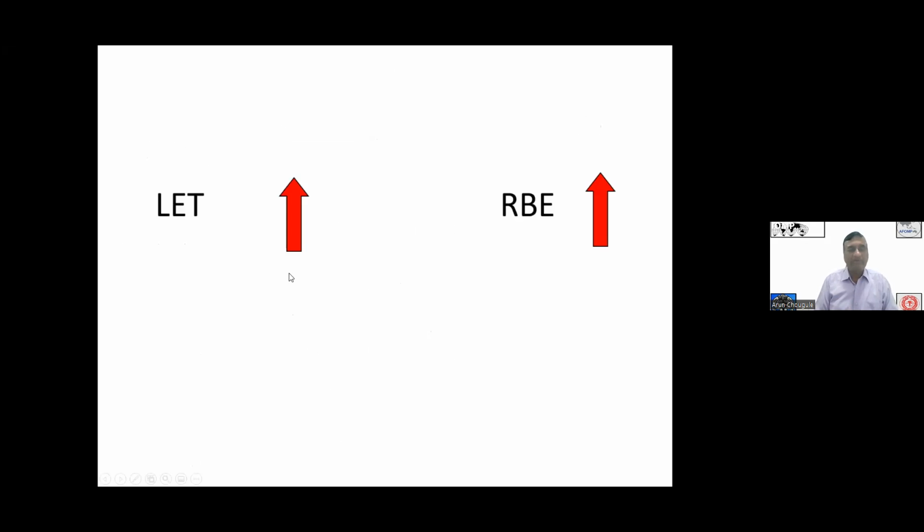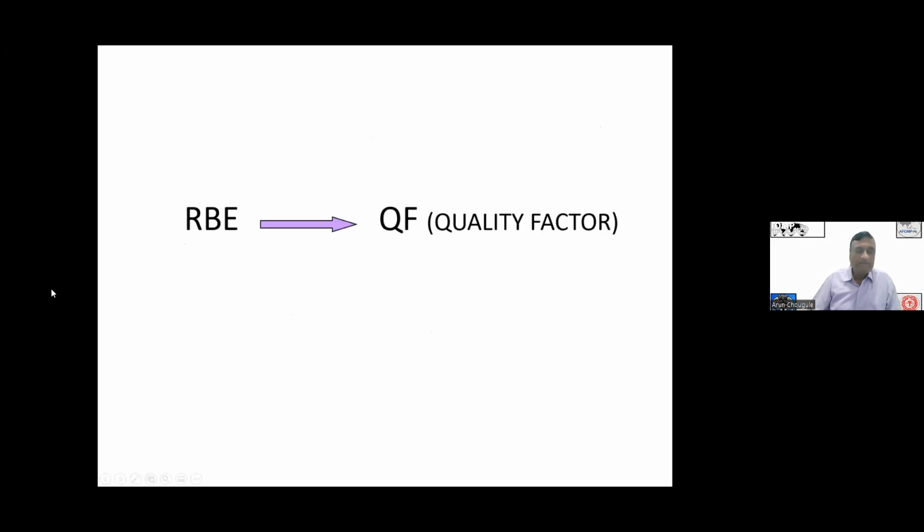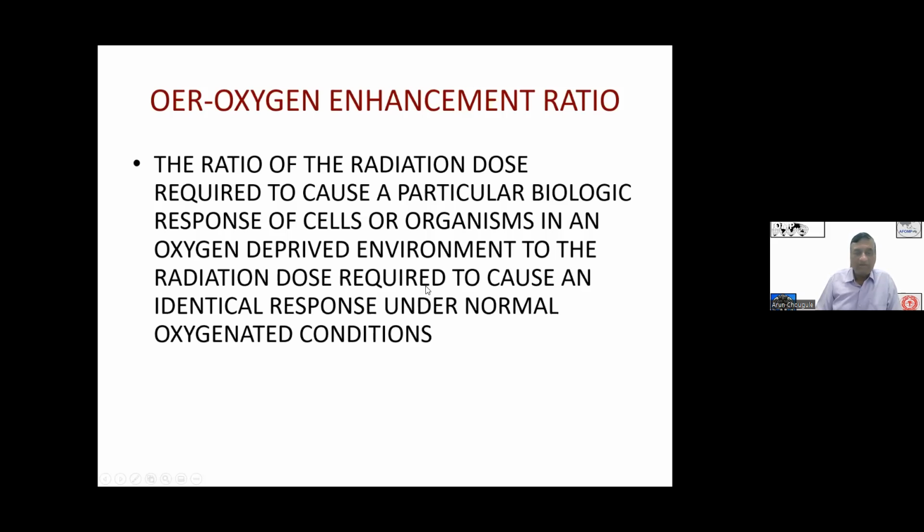So what is the relation between LET and RBE? As LET increases, RBE increases. The more the linear energy transfer, the heavier the particle, the more the deposition of energy per micrometer, and the radiobiological effectiveness will be much, much more. During radiation protection also, we use the quality factor, which depends upon LET, and that is what we call RBE.